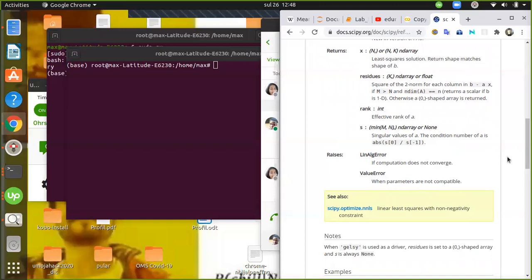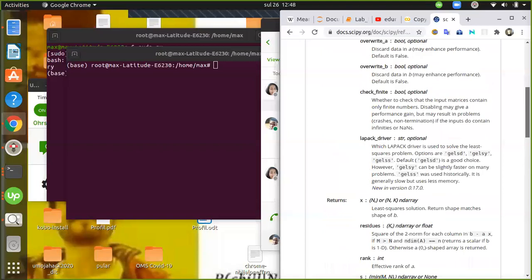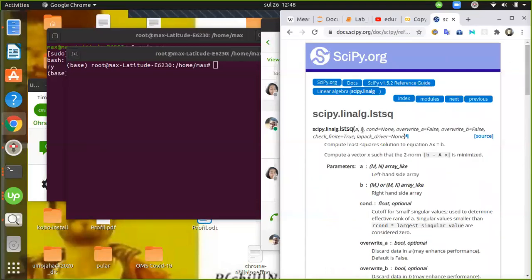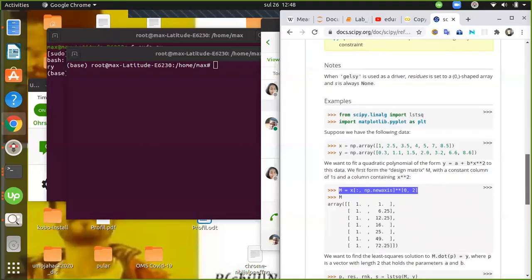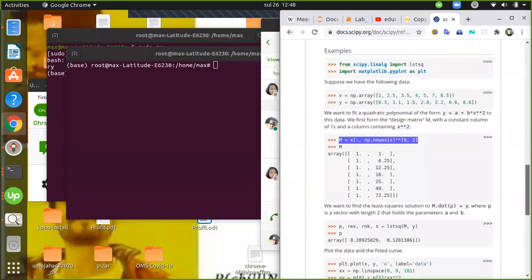But you know what is important for us? It is what we should give to our function to get the vector of weights we are looking for. You know already that the first parameter we should provide is the grade for B. Now it remains what we should provide for A. Let's see an example. Here they gave an example. They provide two lists of arrays, x and y. And they are trying to fit a quadratic polynomial of the form y equals a plus b times x power 2.